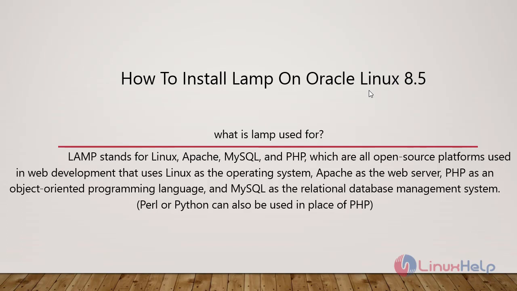Today we are going to see how to install LAMP on Oracle Linux 8.5. LAMP stands for Linux, Apache, MySQL and PHP, which are all open source platforms used in web development that use Linux as the operating system, Apache as the web server, PHP as an object-oriented programming language, and MySQL as the relational database management system. Perl or Python can also be used in place of PHP.